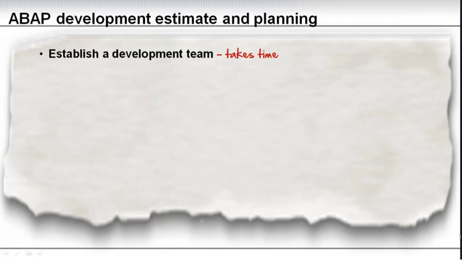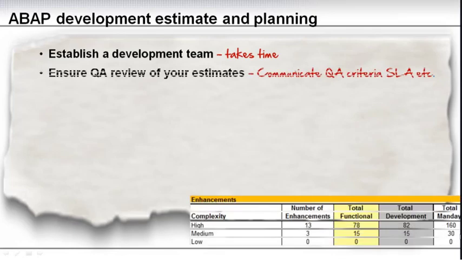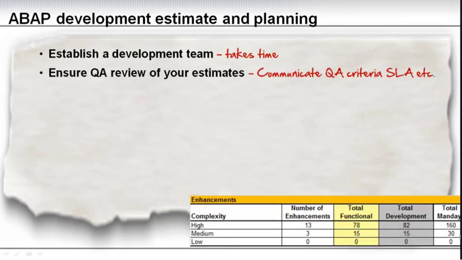So just be aware that establishing a development team takes time, and it might even take time if it's internal developers, because you might need to get them released, you might need them to know certain new ABAP language or know the details about your project. So establishing a development team takes time. Secondly, ensure a QA review of your estimates or validation. And you need to communicate the QA criteria and the service level agreements for those estimates.